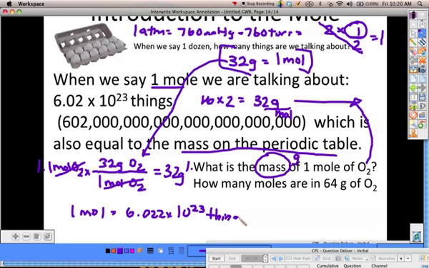Might be atoms, might be molecules, might be something else. But that's also equal to the mass in grams from the periodic table of whatever thing I'm looking at. Good question. Thank you for stopping me, Anna. Why do you have to do all of it if it's just a mass that's on the periodic table? Because sometimes it's not going to be giving us 1.